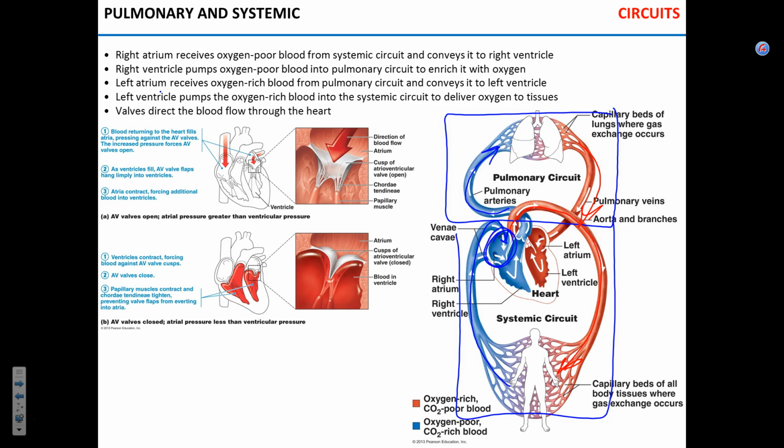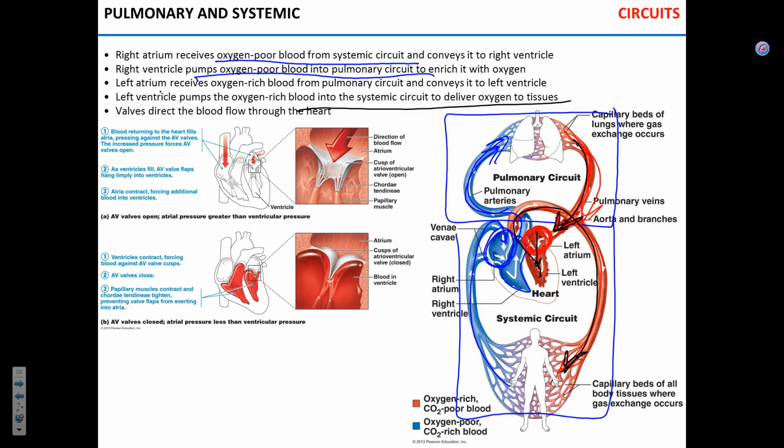So, right atrium receives oxygen-poor blood from the tissues, from systemic circuit, relays it to the right ventricle, which pumps this oxygen-poor blood into pulmonary circuit to the lungs. Left atrium collects oxygen-rich blood from the pulmonary circuit, delivers it into the left ventricle, and left ventricle pumps the oxygen-rich blood into the systemic circuit.